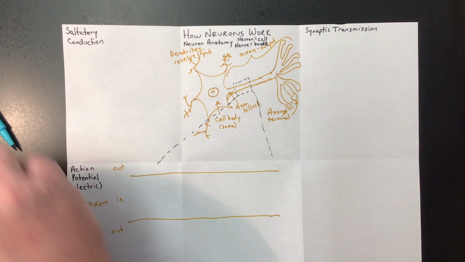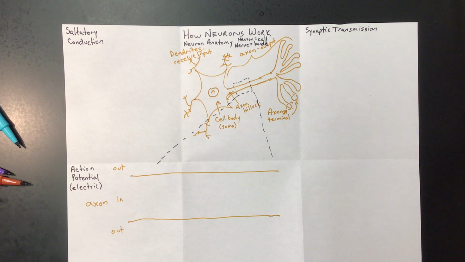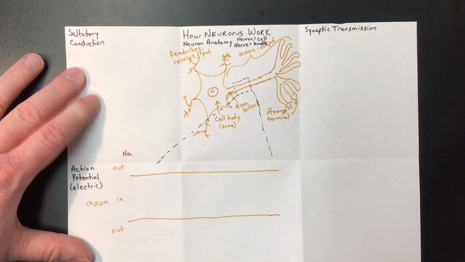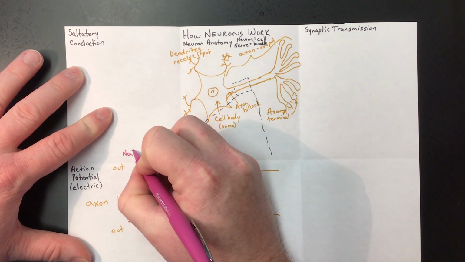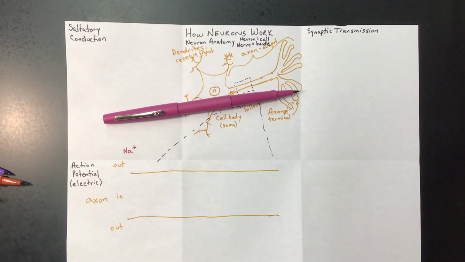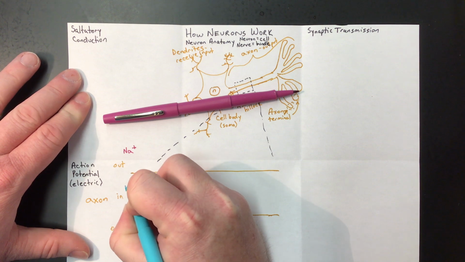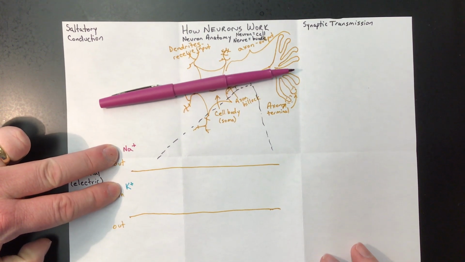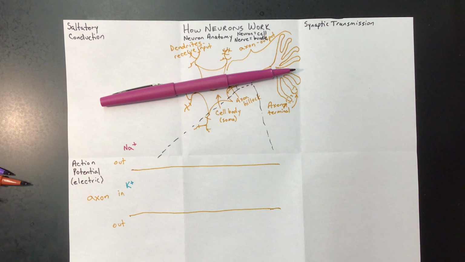Now, the ions that we're going to be keeping track of are two different ones. One is going to be sodium ions. So when we're talking about sodium ions, I'm going to use this color. And the other is going to be potassium ions. And when we're talking about potassium ions, I'm going to use that color. Now, there's actually an imbalance of sodium and potassium ions, and that's critical for how a neuron works and signals.